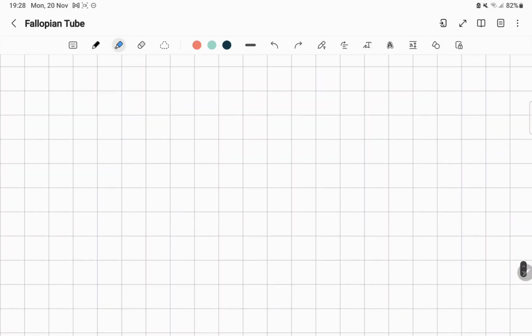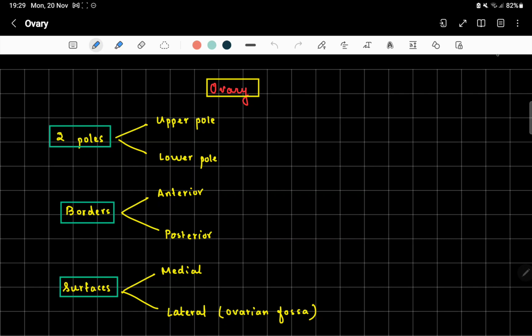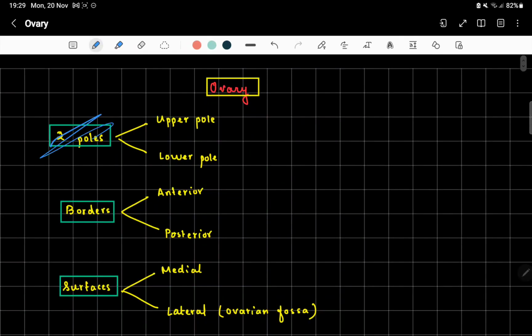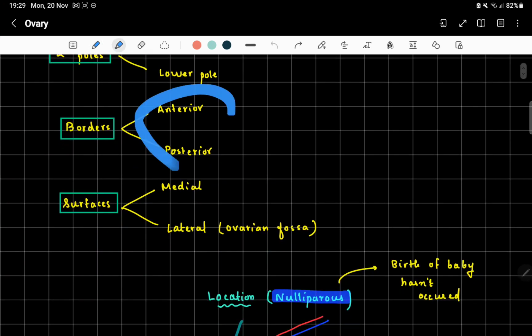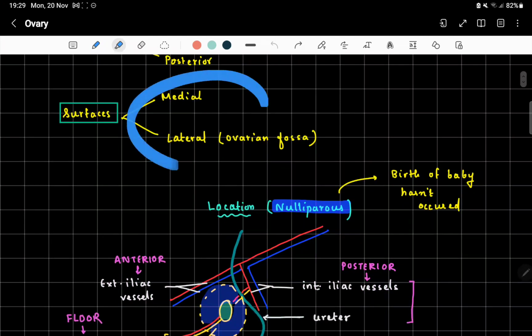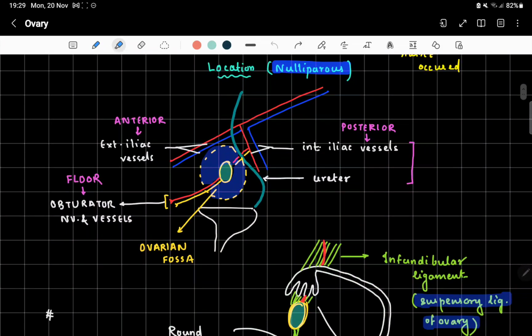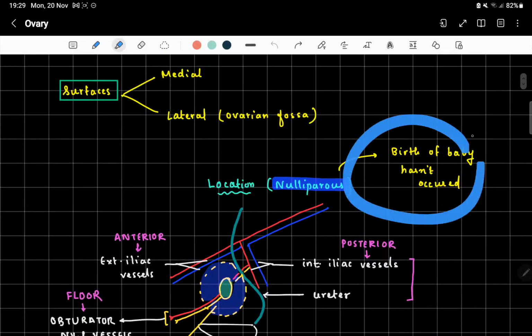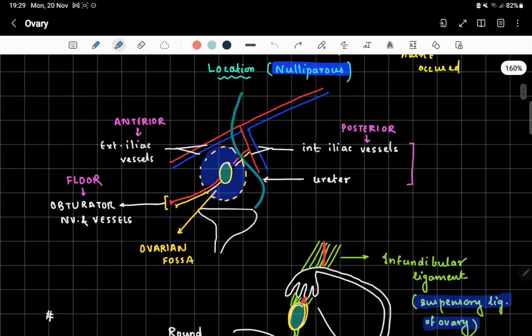After completing the uterine tube, let's move on to the next part. Let's discuss the ovary, which is also a very important part. It has two poles, the upper pole and the lower pole. It has two borders, anterior and posterior, and two surfaces, medial and lateral. What is the location in nulliparous women? Nulliparous means the birth of a baby hasn't occurred.